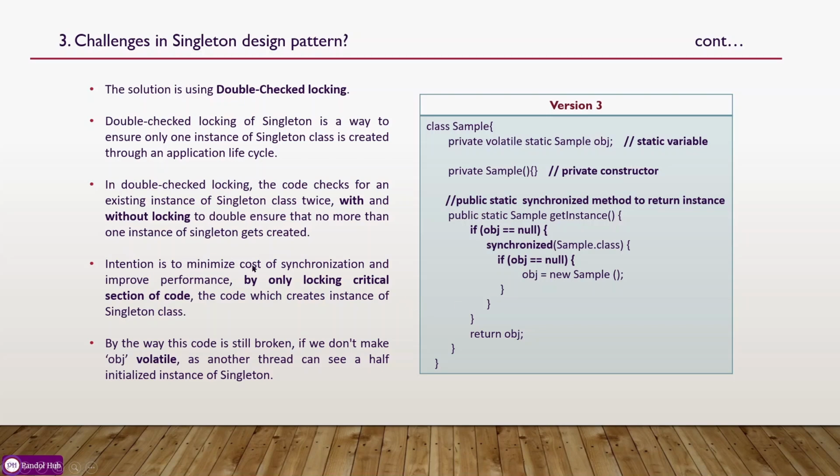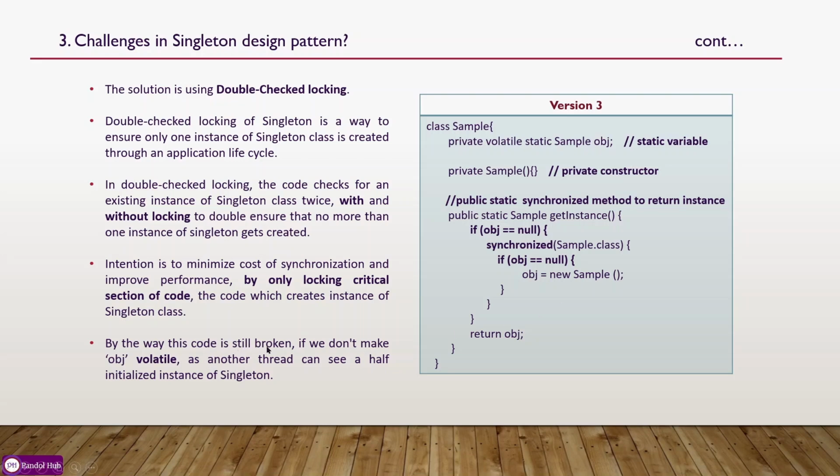So the intention is to minimize the cost of synchronization and improve performance by only locking the critical section of code, the code which creates the instance of the singleton class. As I said, instead of synchronizing or blocking the whole method, we are just blocking the lines of code where thread safety needs to be implemented. So only those lines of code are synchronized instead of the whole method.